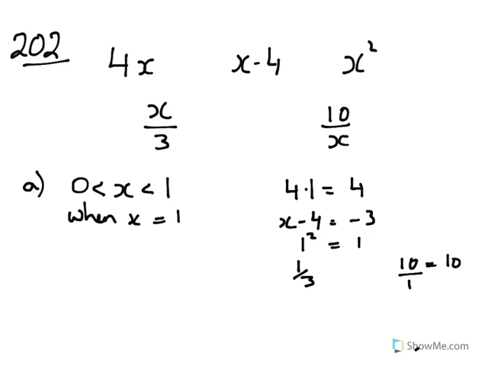What happens then when x instead is, let's say, 0.001? Well, 4 times 0.001 is going to give us a really small number. x minus 4 is just going to give us almost minus 4. x squared is going to give us a tiny number. And 0.001 divided by 3 is also going to give us a small number. The one that gets really interesting is when we divide 10 by 0.001, because that's actually the same as multiplying 10 by 1,000, so it's going to get 10,000.